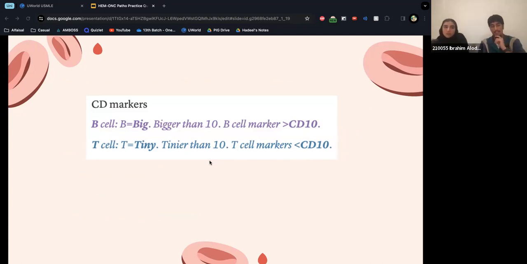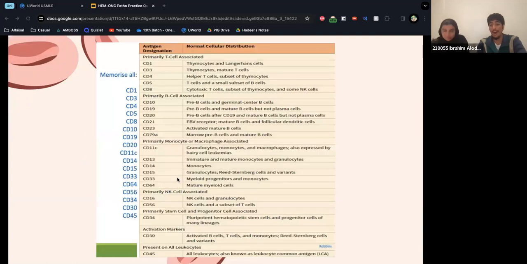Like I mentioned earlier, for the CD markers, you've got your B and T. The way to know is B for big, so bigger than 10. B cell markers are going to be CD10 and above. T cells, T for tiny, so they're going to be tinier than 10, so the number is lower than CD10. So CD3, CD5, etc. I'm going to emphasize how important it is for you guys to remember your CD markers. I know this list is ridiculous and redundant and so long, but knowing your CD markers is going to help you answer the questions.